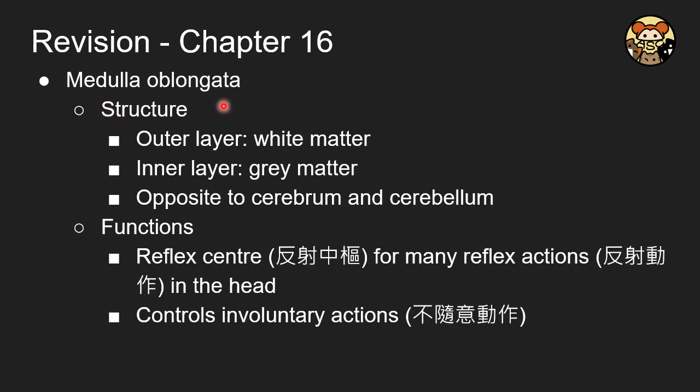And for the medulla oblongata, it is opposite to the cerebrum and also the cerebellum. The outer layer is white matter and the inner layer is the gray matter. And its function is the reflex center for many reflex actions. Remember, many, it doesn't mean all, okay? And it is controlling the involuntary actions like breathing and also heartbeat.